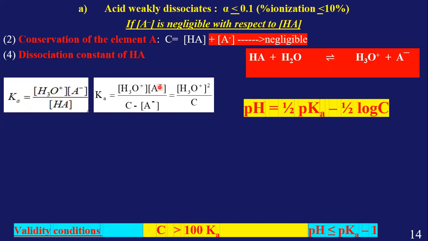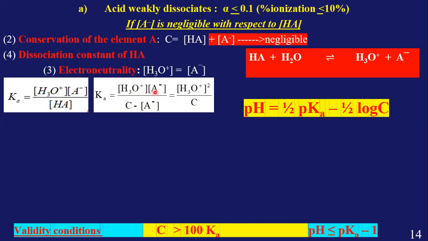Well, keep the upper the same. Remember, HA now is what? HA was C minus A. If I had put this here, it would be C minus the concentration of A minus. But if the concentration of A minus is negligible, that means that the bottom, this HA, is simply C. Great.